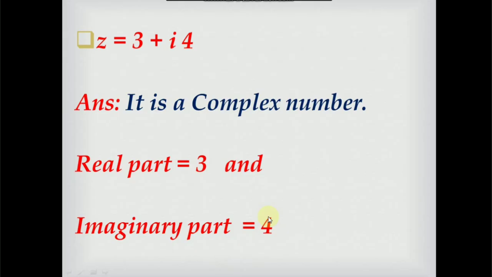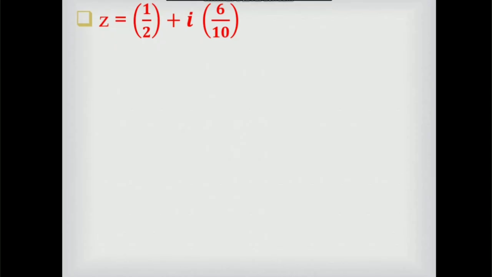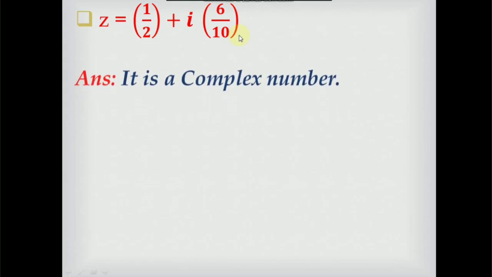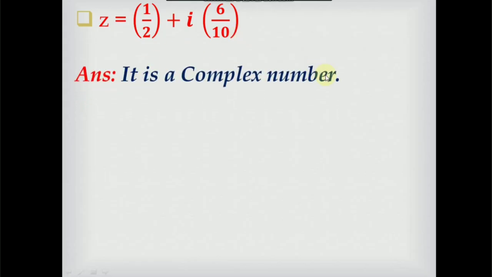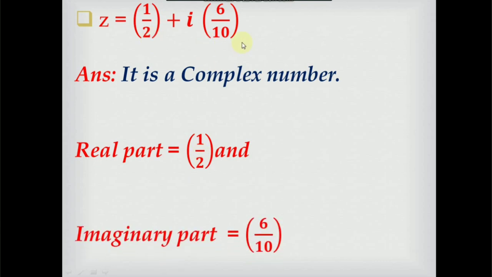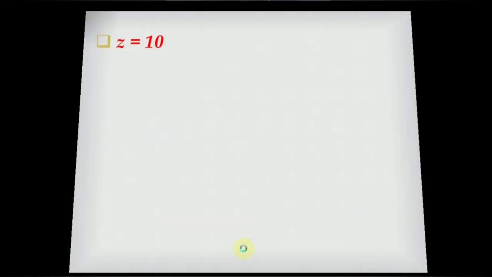Now see this next example. Z is equal to 1 by 2 plus 6 by 10 i. So by the definition, this is also a complex number because 1 by 2 and 6 by 10 are the real numbers. So the real part is equal to 1 by 2 and the imaginary part is equal to 6 by 10. Here we can easily verify these numbers because these numbers are in the form of x plus iy, where x and y are the real numbers.